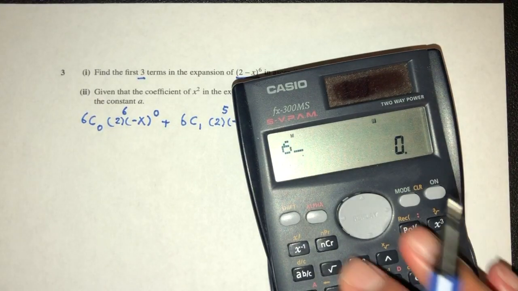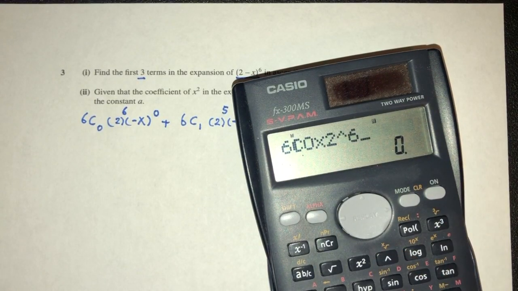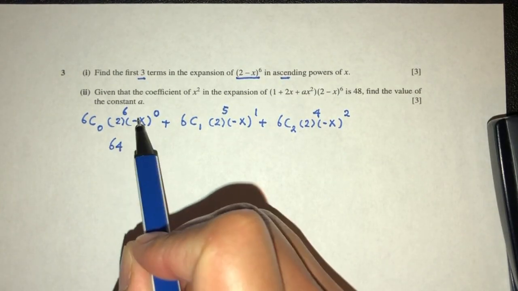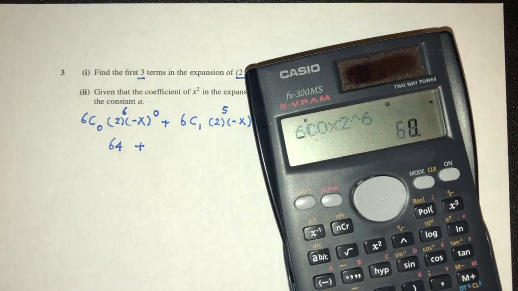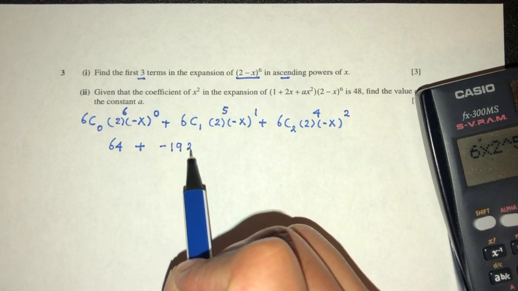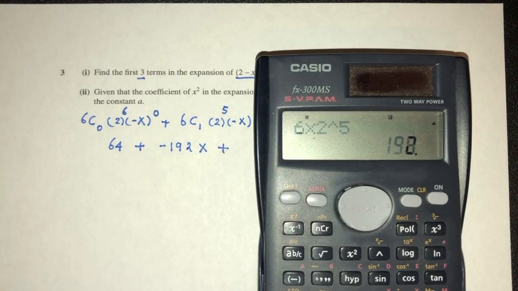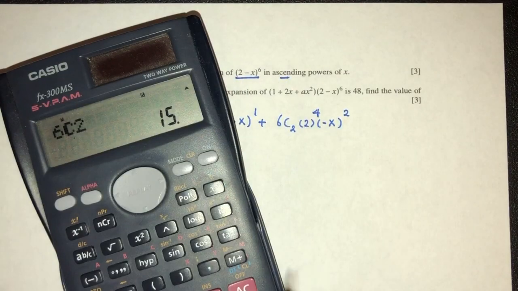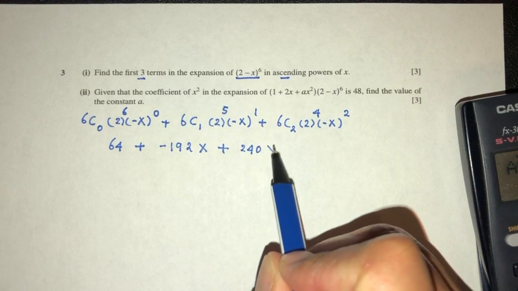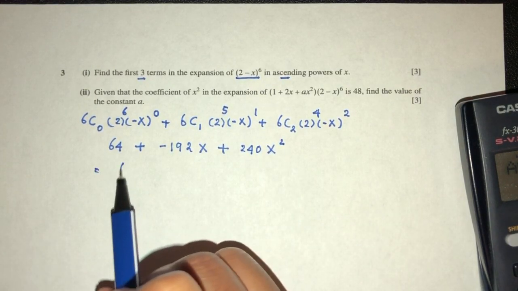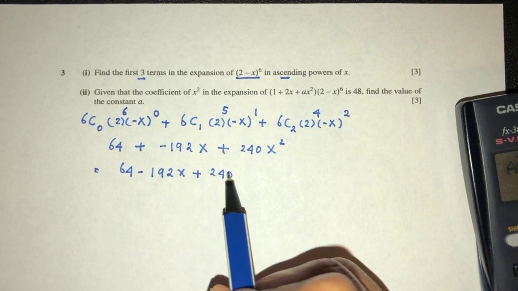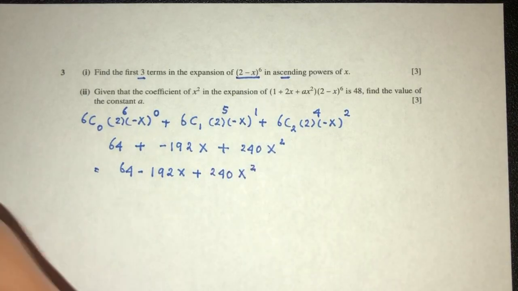So one by one, 6 choose 0, times 2 power 6. And that should be everything, right? So 2 power 6 will be 64, and that is 1. 6 choose 1 is 6 times 2 power 5, that is minus 192x, and plus 6 choose 2 is 15 times 2 power 4 is 240. So 240x squared. So the first 3 terms will be 64 minus 192x plus 240x squared. That is part 1 of the question.